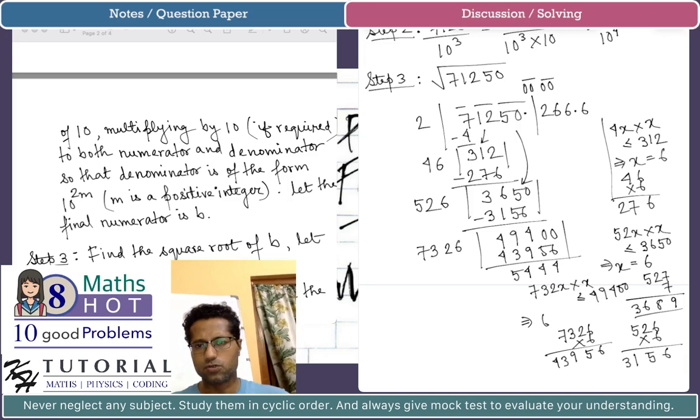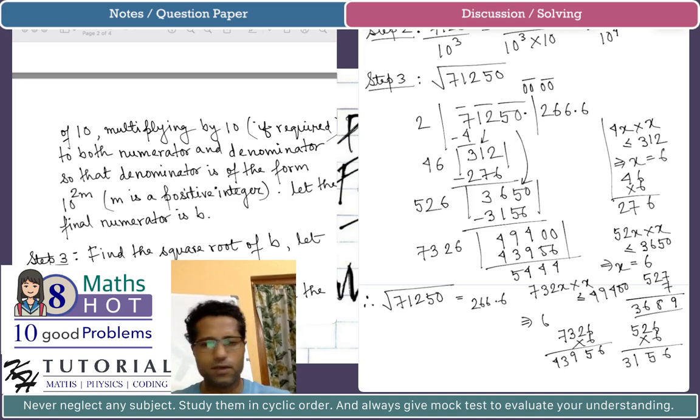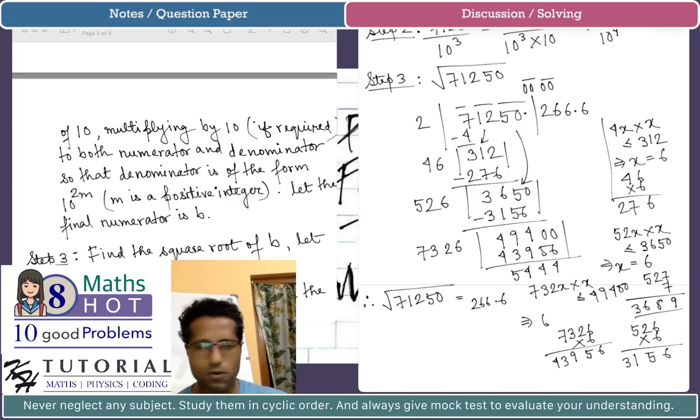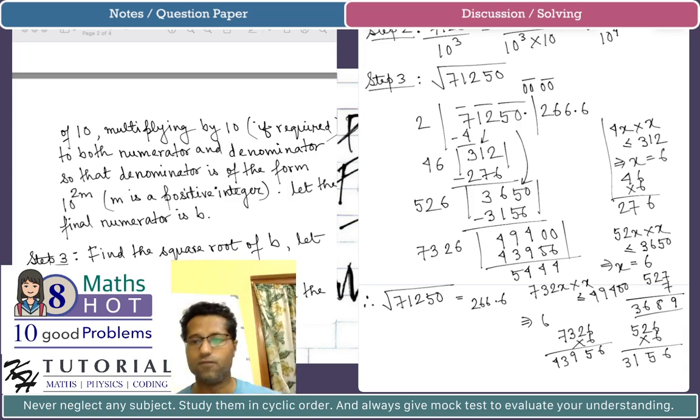So if we want to stop the long division over here, then we have found the square root up to 1 decimal place. So we get the square root of 71250 as equal to 266.6. Let me quickly check in the calculator whether this is approximately correct or not. The square root of 71250 is 266.92. So 266.92, but I got 266.6. Anyway, there is some mistake in the decimal point. I'm not really focusing on that.